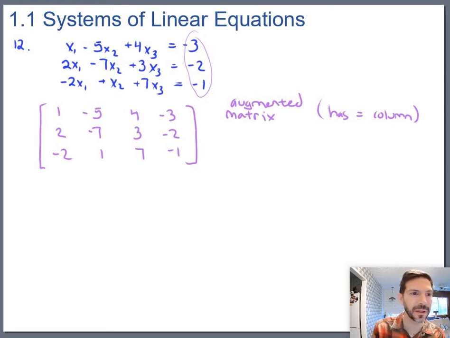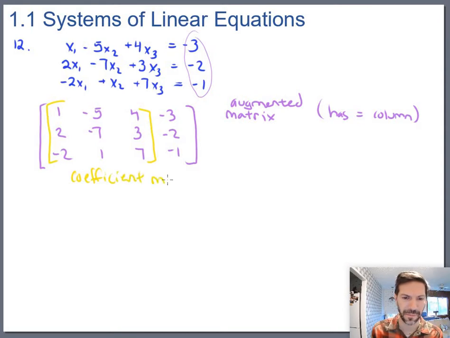So let's see, let's pick a different color. Let's say if you had just this much right here, that would be the coefficient matrix. In chapter 1, we're mostly going to be working with the augmented matrix because we're working with an actual system of equations. I think that yellow was burning my eyes. It's very bright. Let's go away from that for a minute and then we'll come back to it.